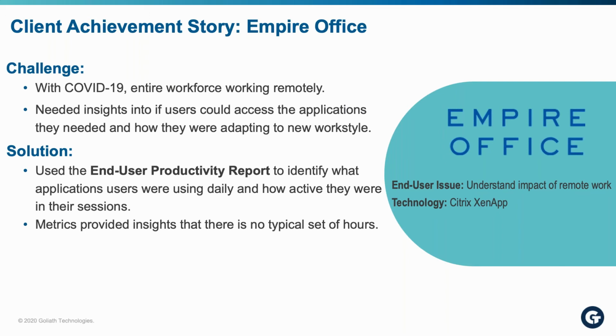And this is what Empire Office came to us with. They are a family-owned business. They had 2 floors in Manhattan, so everyone was commuting into the office and working together. They were already enabled with Citrix workspaces, so it was almost a non-event when everyone had to be working from home. But the management team really wanted to understand, both from a mental and an infrastructure standpoint, could their employees be productive? And so they turned to us to use our end user productivity report to really identify how active users were in their Citrix sessions, what was their max time of inactivity each day, when were they starting their day, when were they logging off from their day, and also what applications were they accessing.